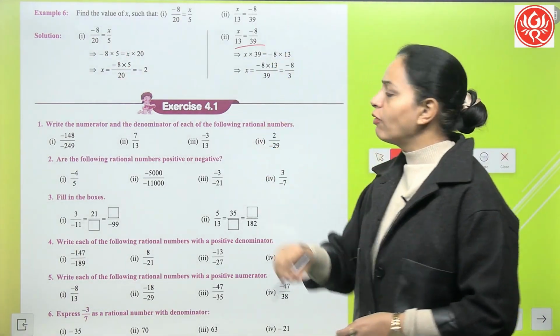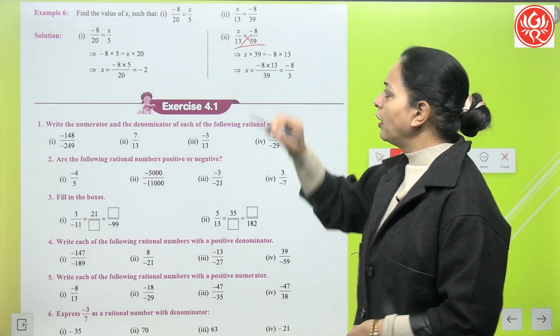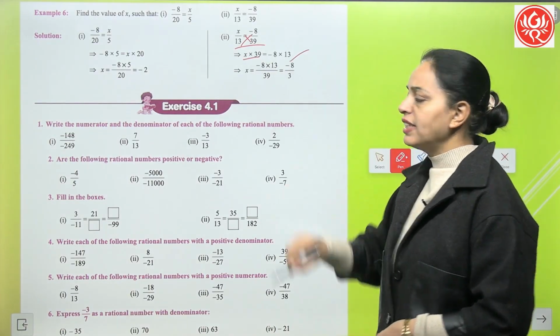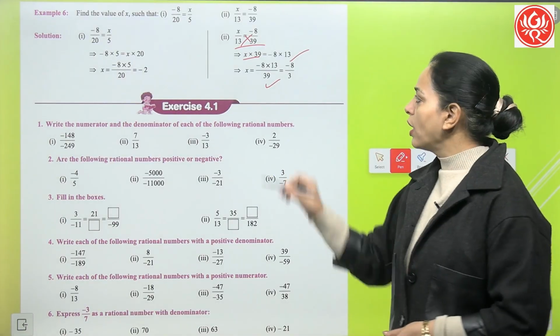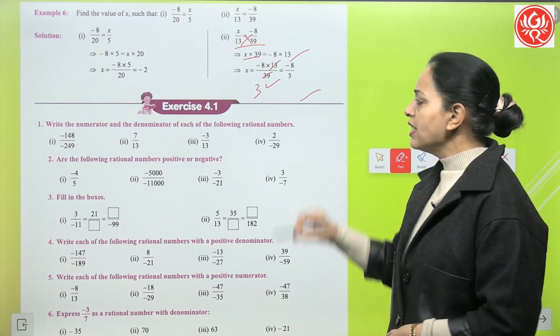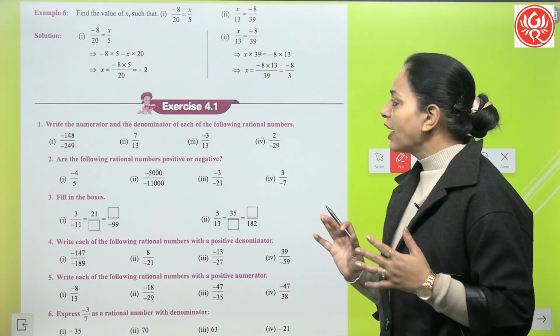Now come to second part. X upon 13 equals to minus 8 upon 39. इन दोनों को multiply करेंगे. X multiply 39 minus 8 into 13. 39 को हम नीचे ले आएंगे. Now cut it by 13. 13 threes are 39. Answer is minus 8 upon 3. So I hope these are clear to you.